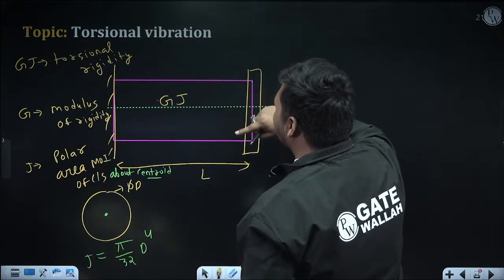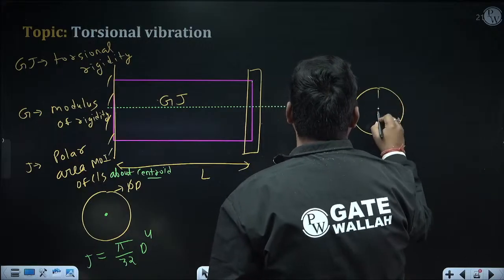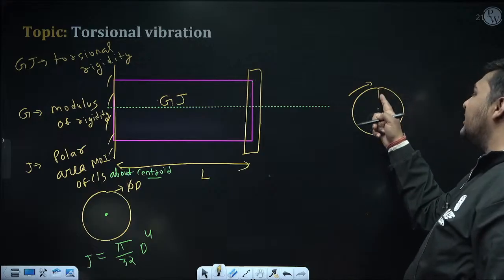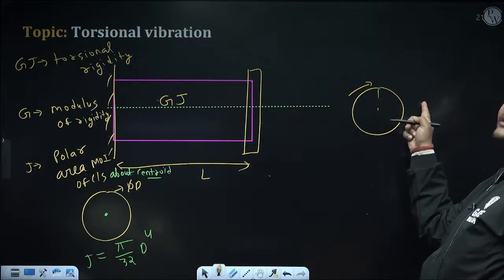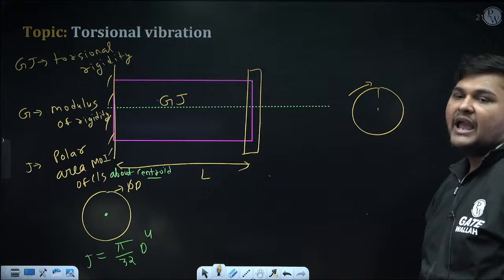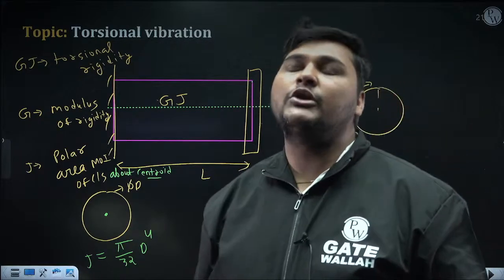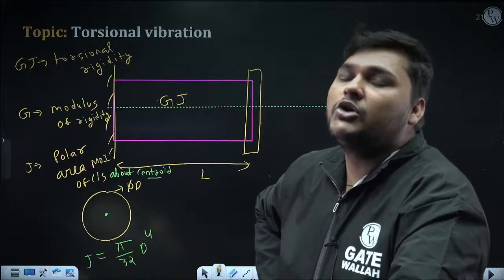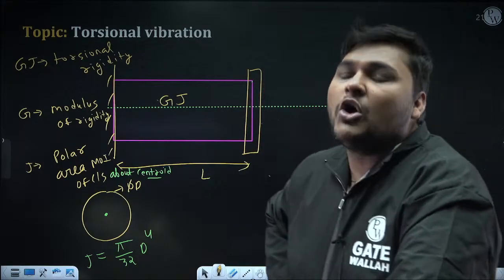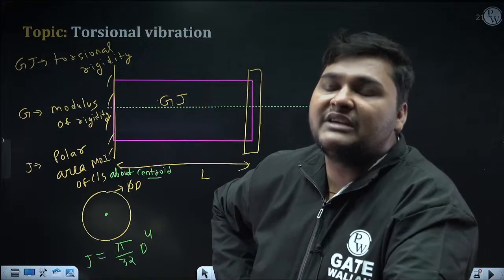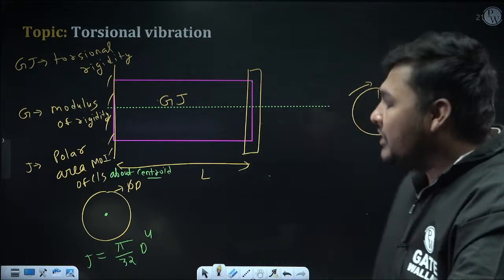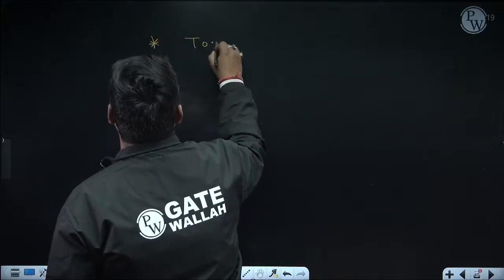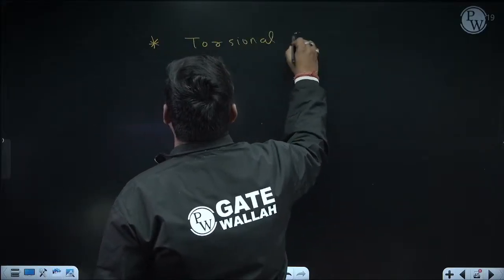Due to the torsional stiffness, this shaft will try to come to its mean position. But when it reaches its mean position, it will have some angular velocity. Due to that, it will go to the other side and it will vibrate like this. And since this vibration is occurring about the longitudinal axis, it is known as torsional vibration. In torsional vibration, the torsional stiffness of the shaft is responsible for restoration. So if you want to calculate the natural frequency, the most important calculation is the calculation of torsional stiffness.